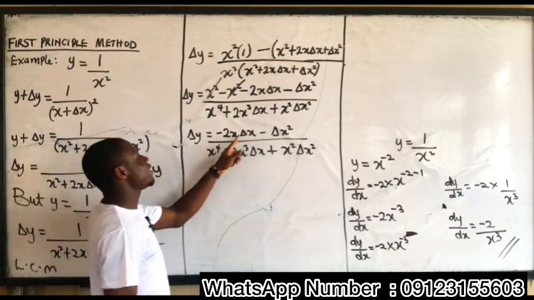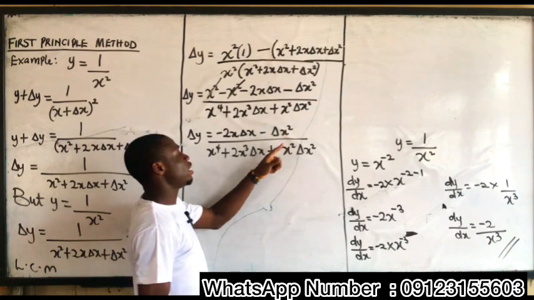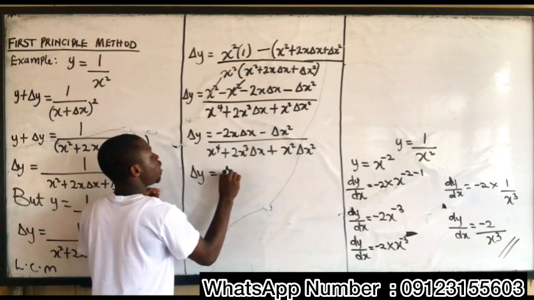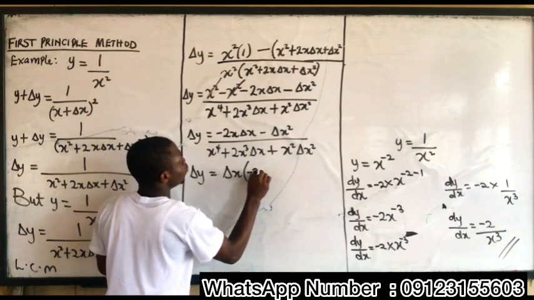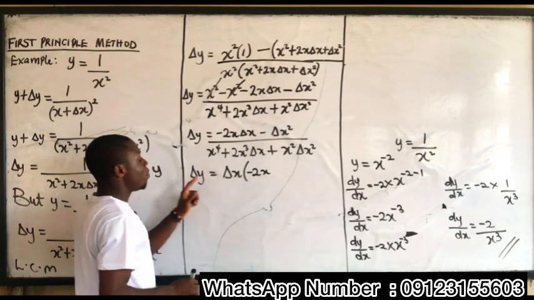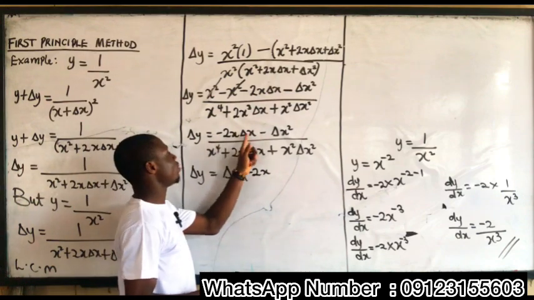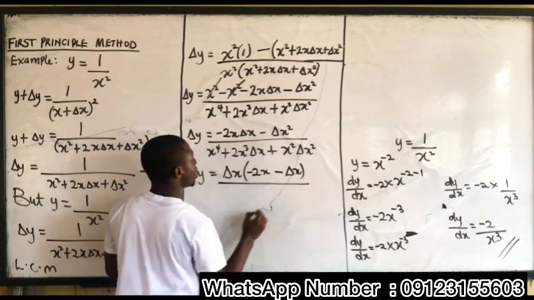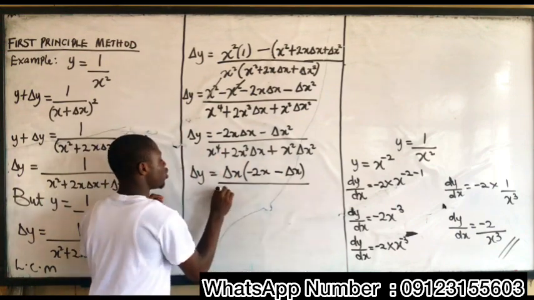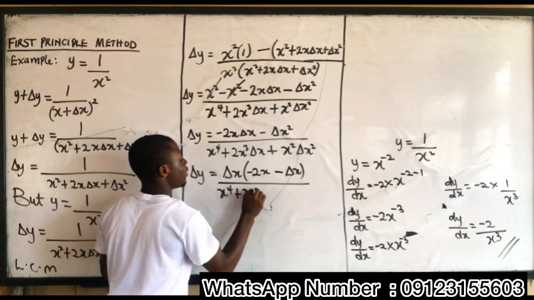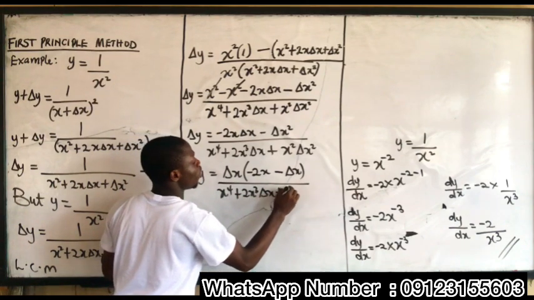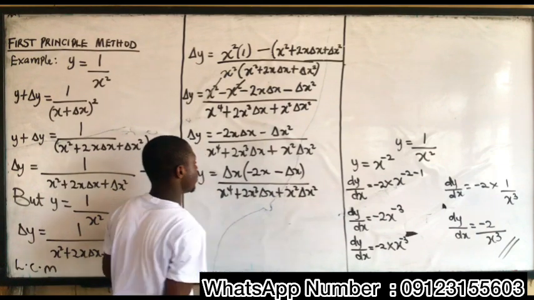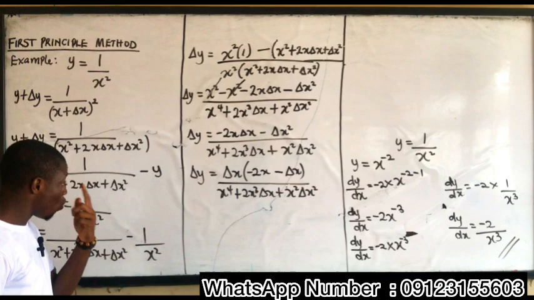Right? So I can see change in x here, and I can see change in x here. So I factorize. I'll have change in y equal to change in x into minus 2x minus change in x, over all this term here: x to the power 4 plus 2x cubed change in x plus x squared change in x squared. Right? I have this.